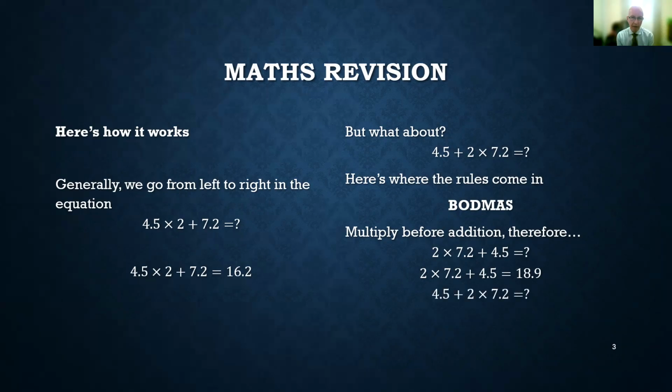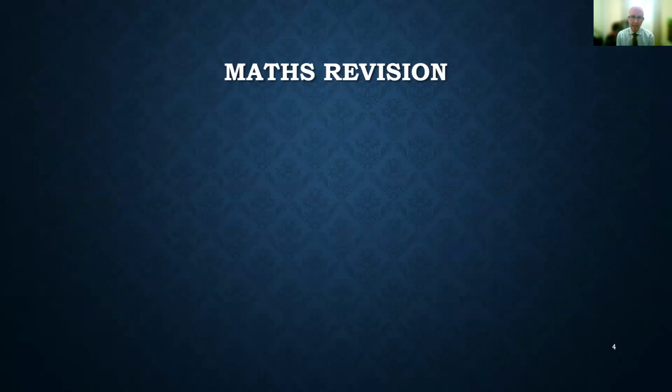Of course, that means when we write the equation in the way that it was given to us, how we attempt to solve it, we do the multiplication first, then we do the addition. That gives us, again, 18.9. Okay, well, that was a pretty easy example as to how maths works. But let's look at a slightly harder example.